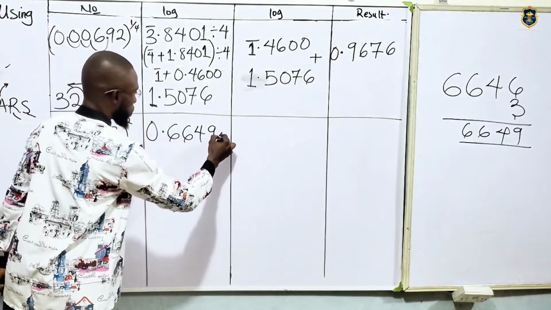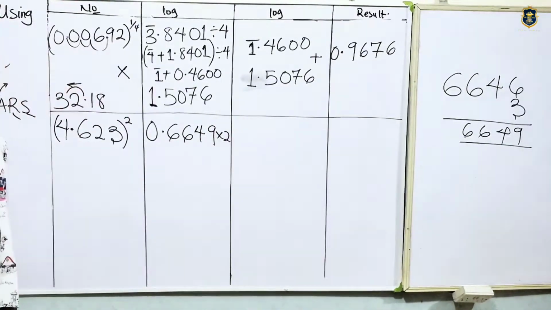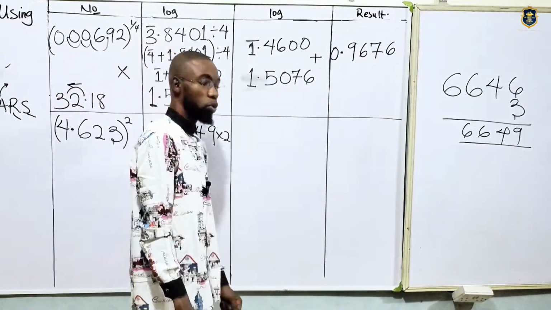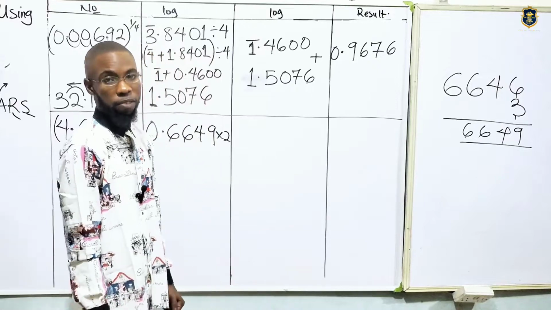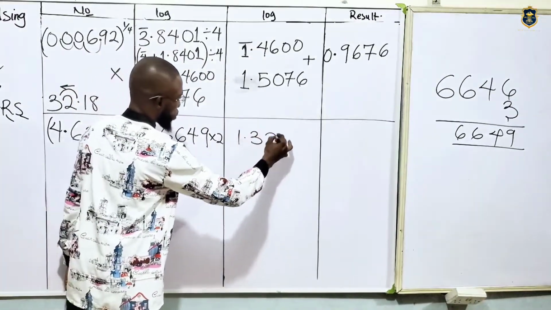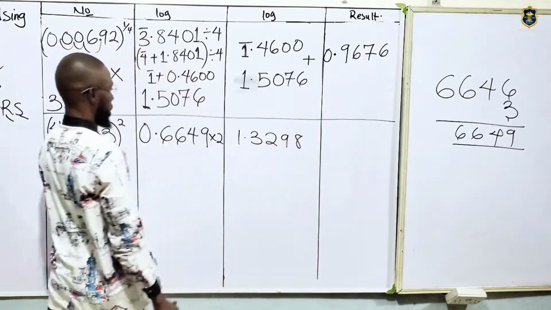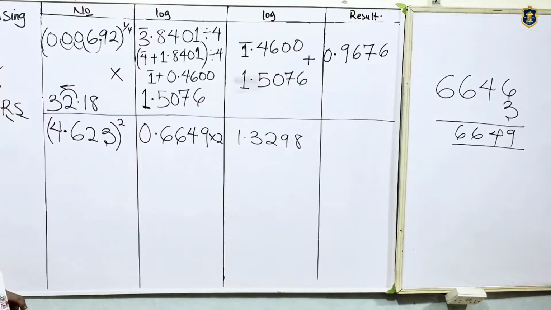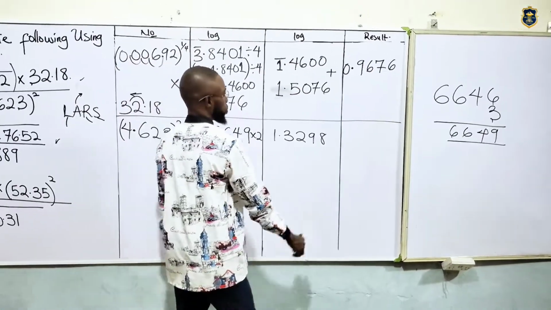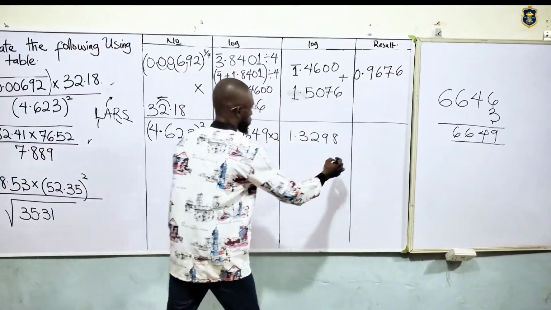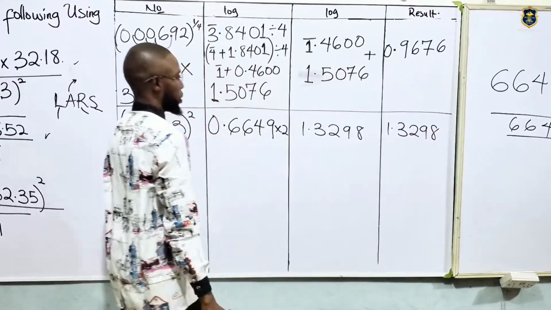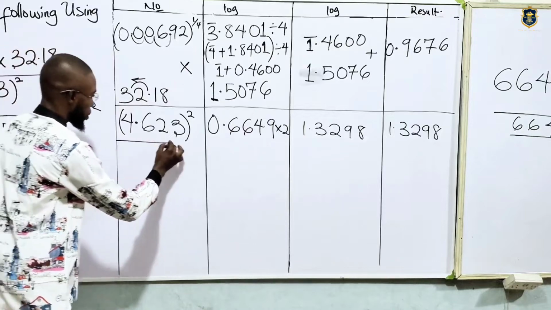Because we have 2 here, we multiply by 2. So go to your calculator and do 0.6649 times 2. You're going to get 1.3298 if you do the multiplication, right? So our total answer here for this total result is just, because there's nothing here, going to be 1.3298. Done with this.